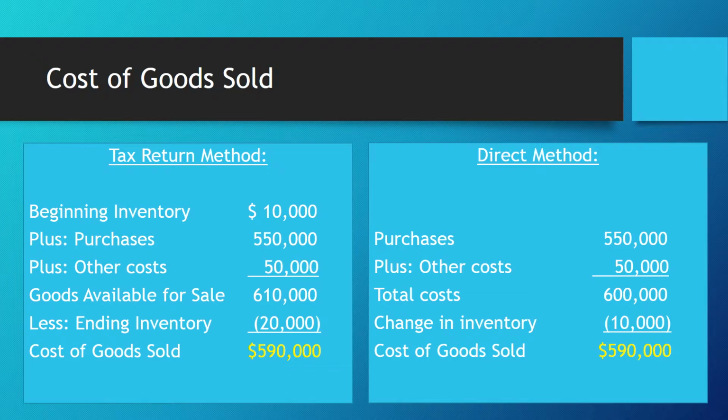cost of goods sold. The direct method simply takes the purchases and other costs, totals them up, and then adds or subtracts whatever the change in inventory was in order to arrive at cost of goods sold. The change in inventory is your beginning minus your ending inventory. Both methods will arrive at the same cost of goods sold figure.